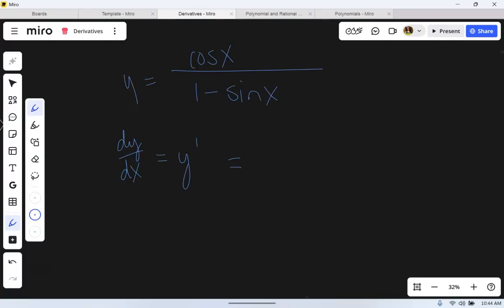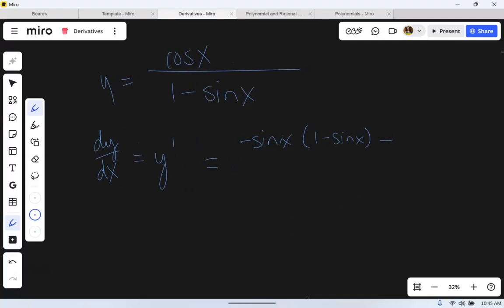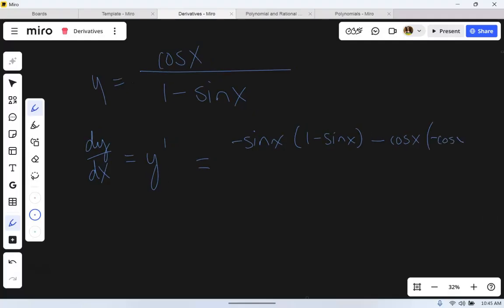All right, I have a fraction. So derivative of the top. What's the derivative of cosine x? Negative sine x. All right, derivative of the top times the bottom, minus the top times the derivative of the bottom. What's the derivative of 1 minus sine x? Negative cosine x.